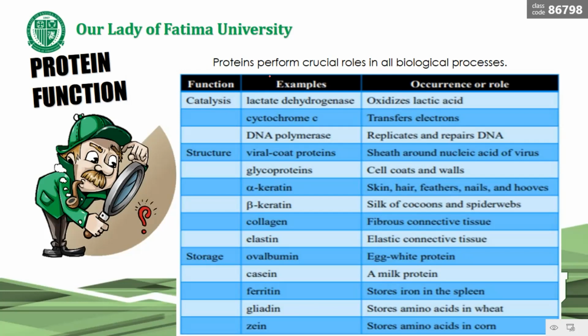Sa structure, ayan, merong alpha keratin, beta keratin, the glycoproteins, if you can still recall the topic on oligosaccharide and blood typing. Di ba meron tayong glycoproteins. Halimbawa, yung glucosamine, galactosamine, those actually are proteins. Okay? Collagen, the fibrous connective tissue in our body, the elastin, the elastic connective tissue. And here are the storage proteins, albumin, casein, and nabanggit naman na natin kanina.